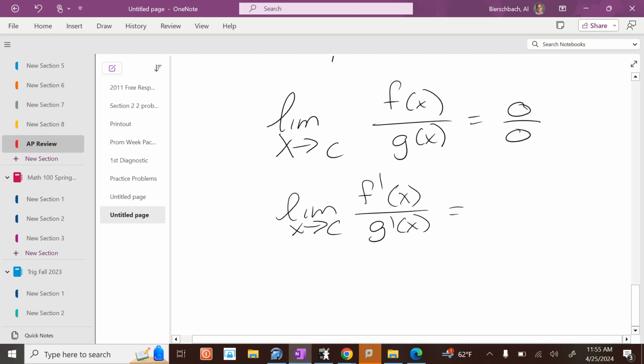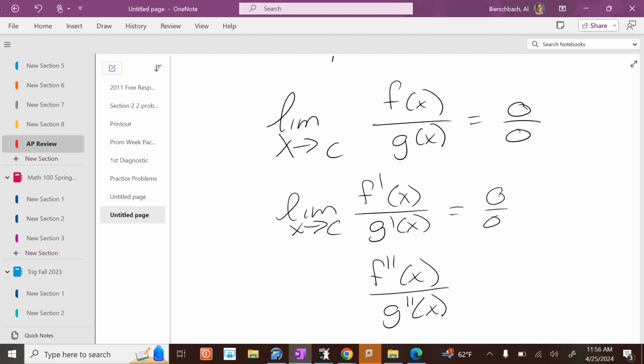Now, sometimes you'll have to do L'Hopital's rule more than once, okay? If you still end up with 0 over 0, guess what? Then you're taking the second derivative of the top and the second derivative of the bottom. And then hopefully it is a non-zero number. So you might have to do that more than once.